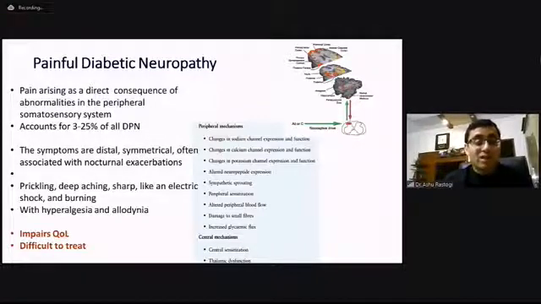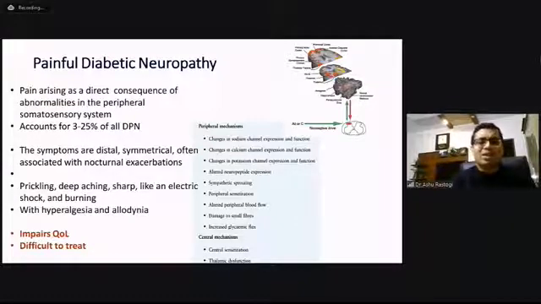But what is important is they might also have hyperalgesia. Hyperalgesia means a noxious stimulus that is perceived excessively as pain by a patient with diabetes, and allodynia is a stimulus that is not perceived as pain by a normal person, but unfortunately a diabetic patient would perceive it as pain.